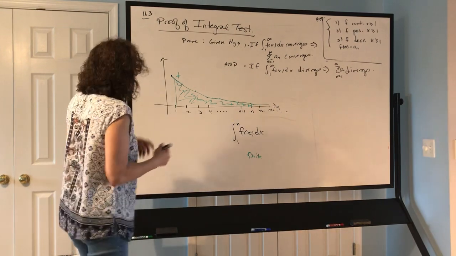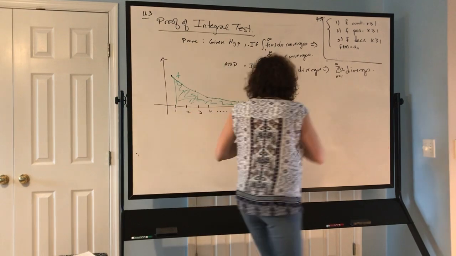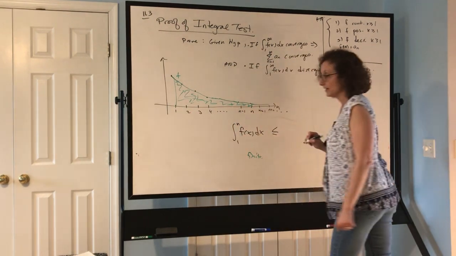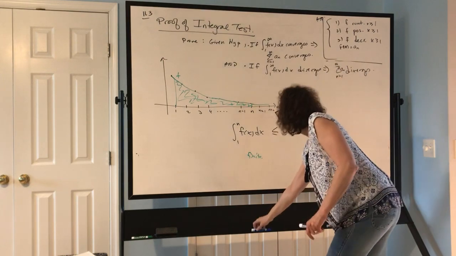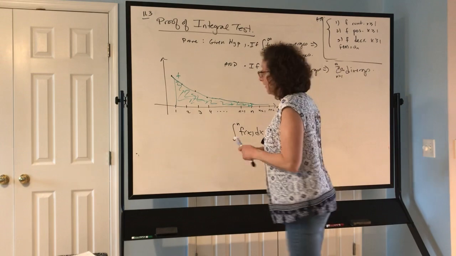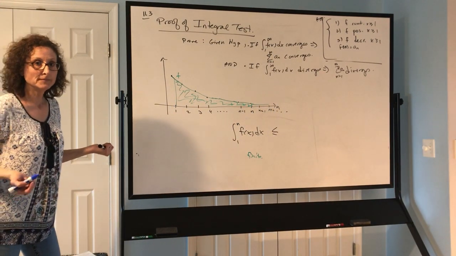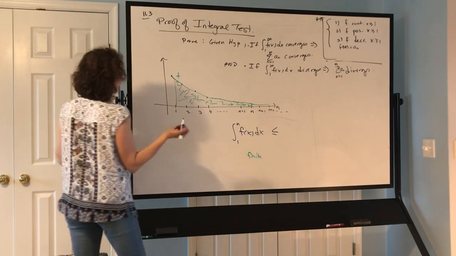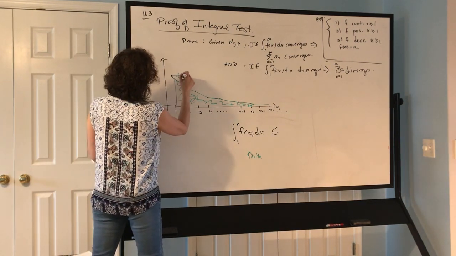Okay, so what if we look for an upper bound, something that's bigger than this? Well, because of the decreasing nature of the function f, which is going to be an upper bound, a left-hand sum or a right-hand sum? Good. The left-hand sum is going to be your upper bound, right?